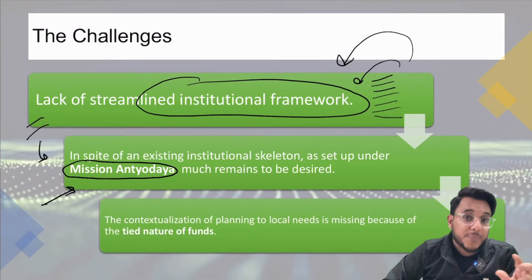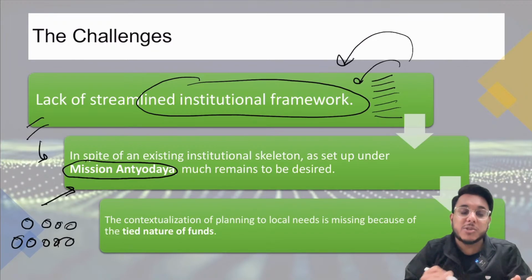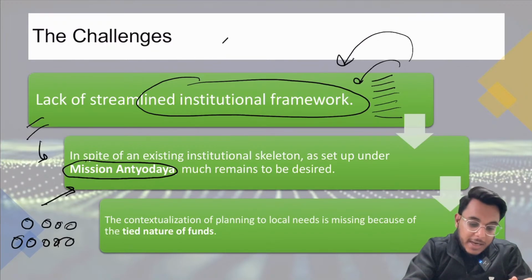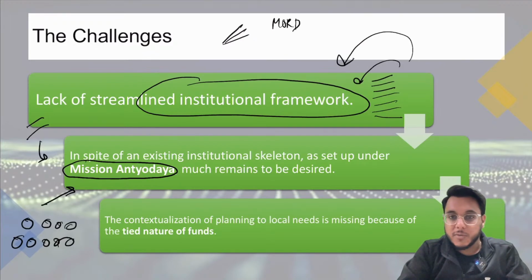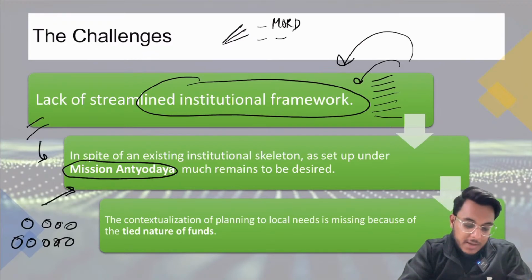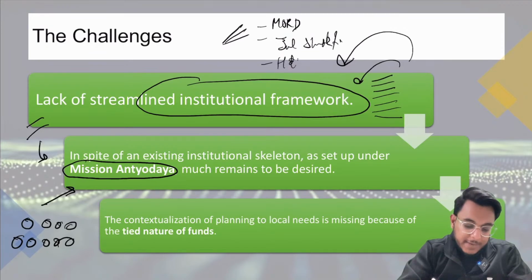Now, Antyodaya will be bringing all the concerned ministries together. Antyodaya will be focusing on convergence of the schemes. Is it clear or not? Convergence. For example, guys, when we talk about the rural areas, we have the Ministry of Rural Development. Then we have the Ministry of Jal Shakti. Fine. We have the Ministry of Health and Family Welfare.